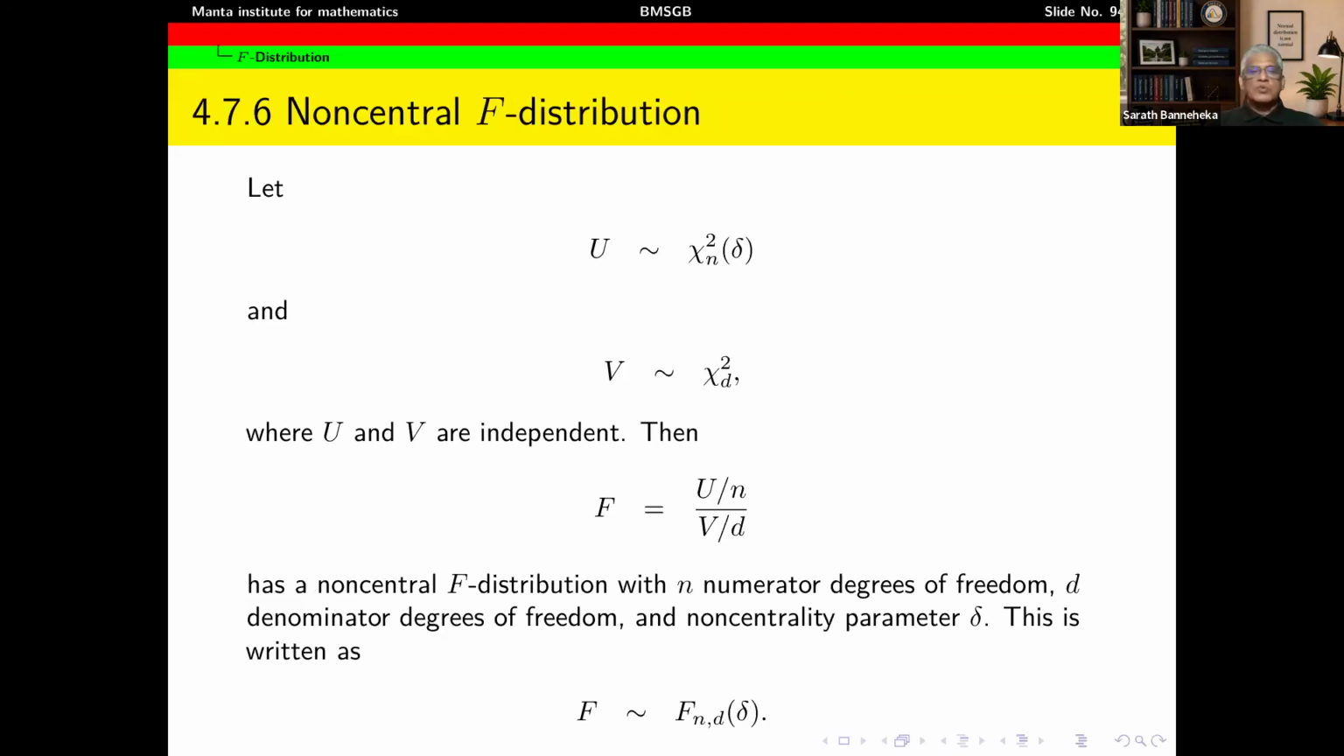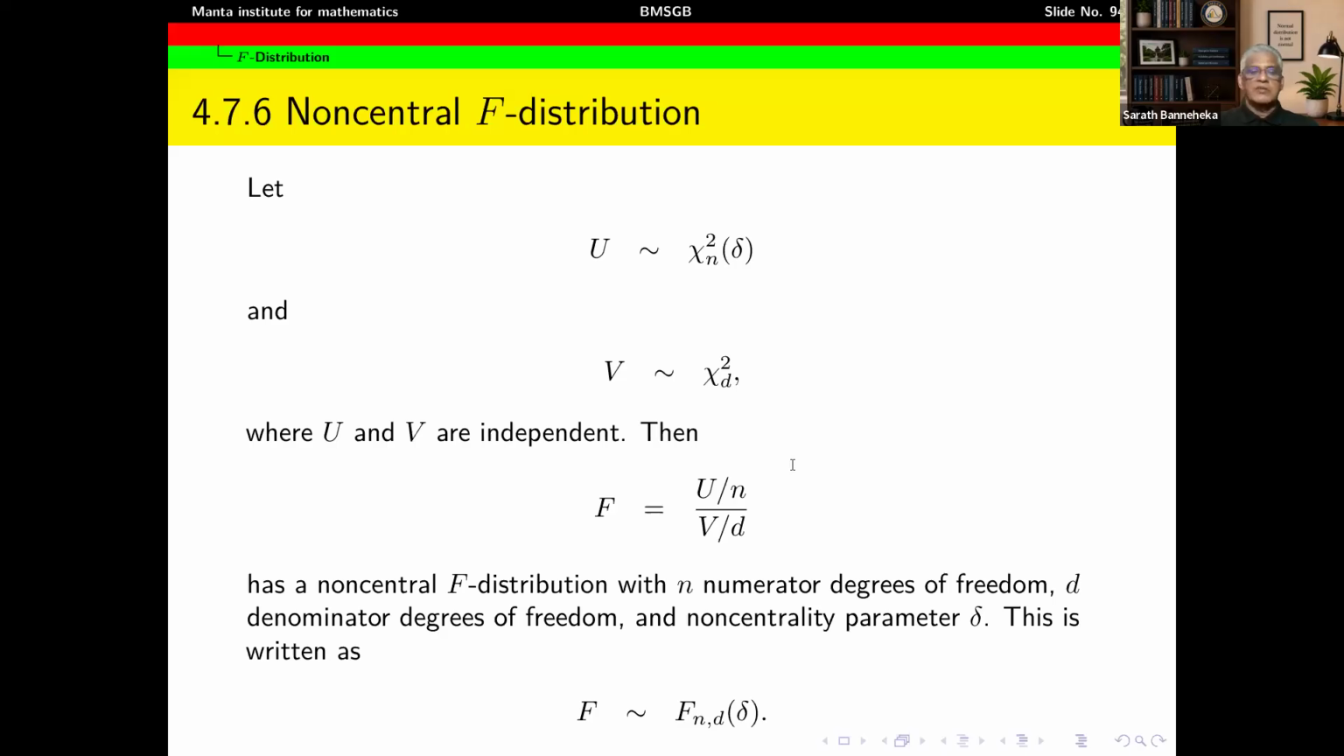Now we come to almost the end of this lesson. Before that, we will look at the non-central F distribution. Up to now, all the F distributions that we were talking about were central F distributions. Usually, we don't call it central F, we just say F distribution. But now, because we are talking about non-central F, they should be called central F. So, how does a non-central F distribution arise?